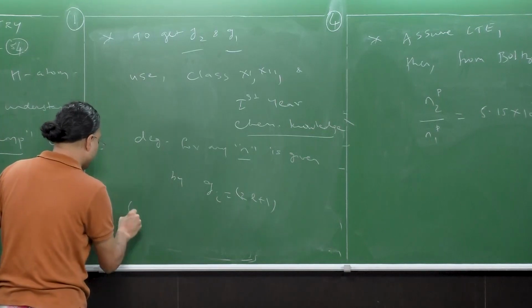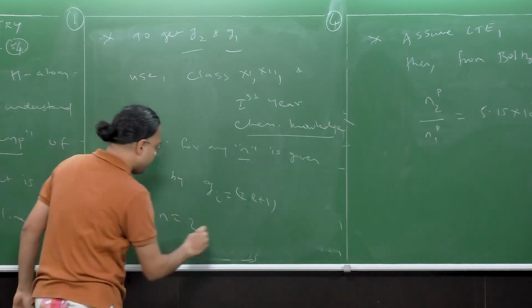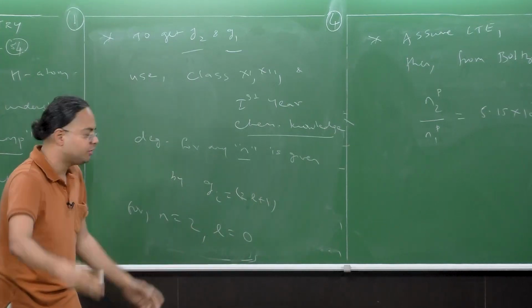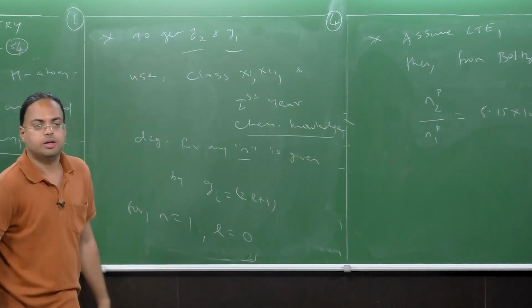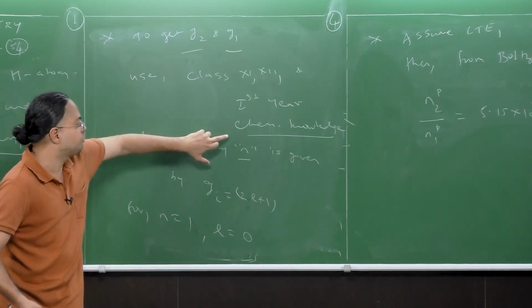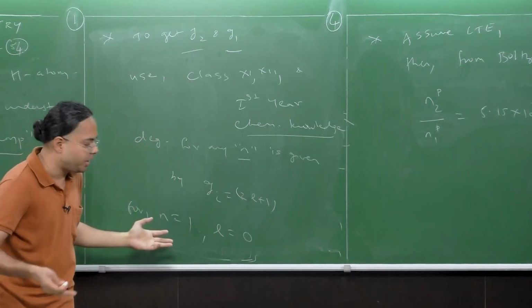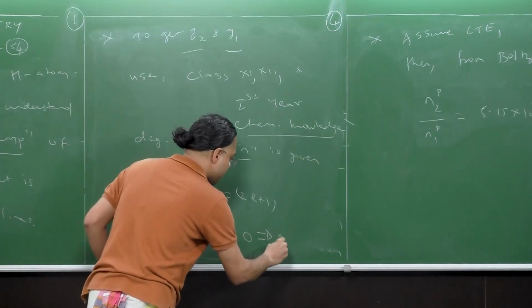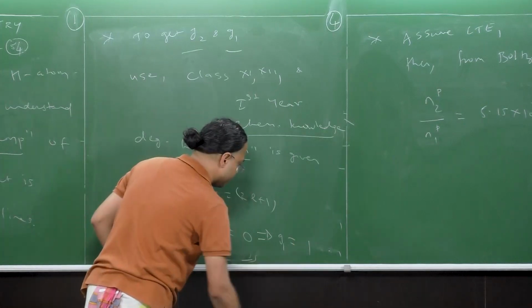So for n equals 1, my L equals 0, that is the s orbital. That is the only possibility. Again, this is chemistry first year knowledge, so I'm not going much into explaining these. Which implies my G1 is going to be 2 times 0 plus 1, which is 1.